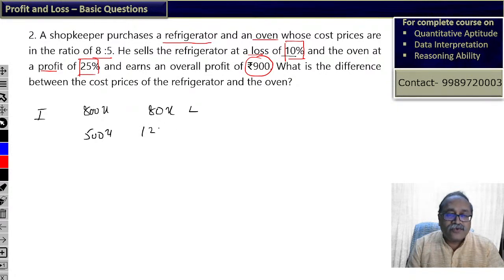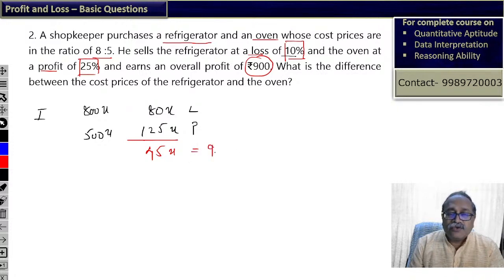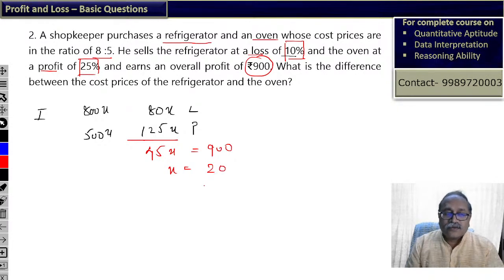500x. On 500x there is a profit of 25%. That means 125x is the profit. So overall when you work this out, you will find that 45x is the profit, which is equal to 900. So you are getting the x value. What is x? x is equal to 20.